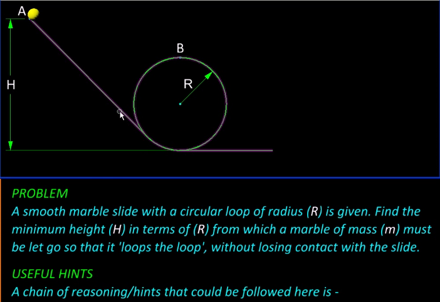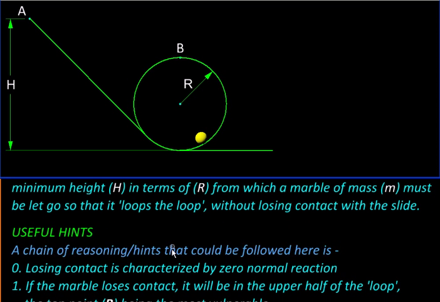In this problem, we have a marble slide. On it, a marble is released from height h. So it goes round this loop of radius r. We have to find the minimum height from which the marble must be released so as to go around the loop without losing contact. Here are some preliminary considerations.